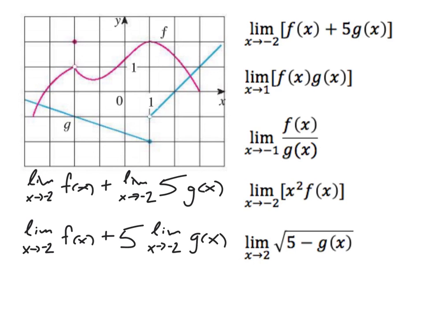Now that I've written it that way, I now can actually figure out what that whole thing is going to equal. So the limit as x is approaching -2 of f of x. So I go to f of x, the purple graph up here, and I want to see what the limit is as x approaches -2. So -2 is over here. Go to f.